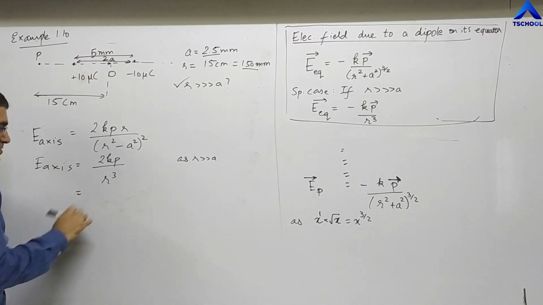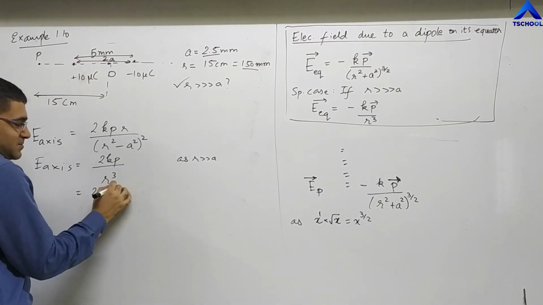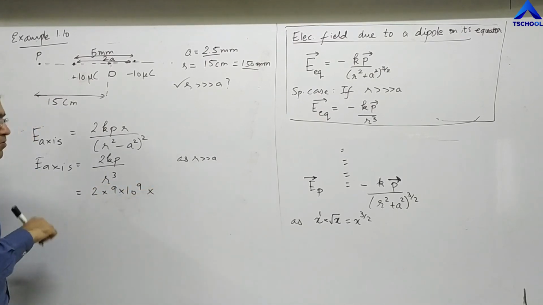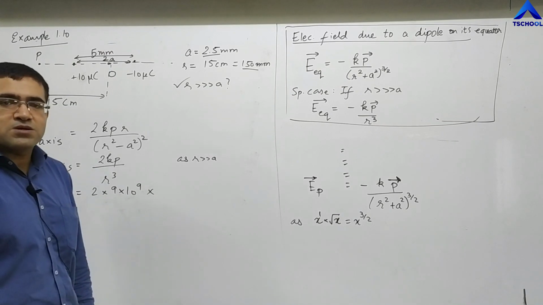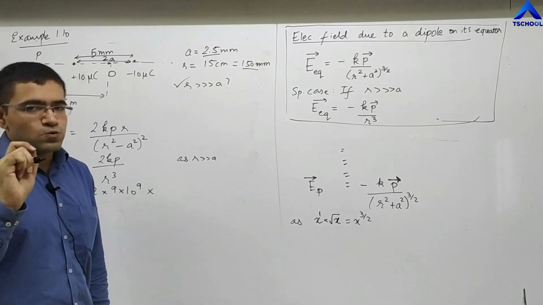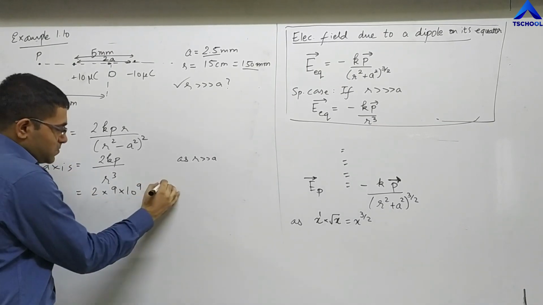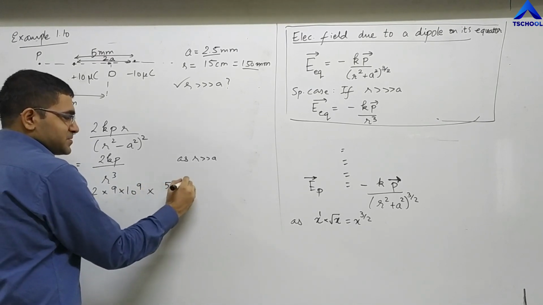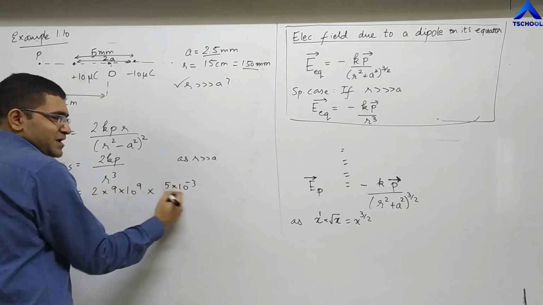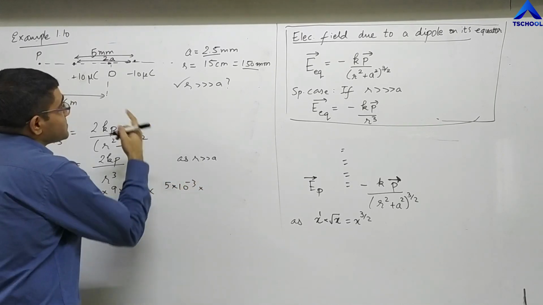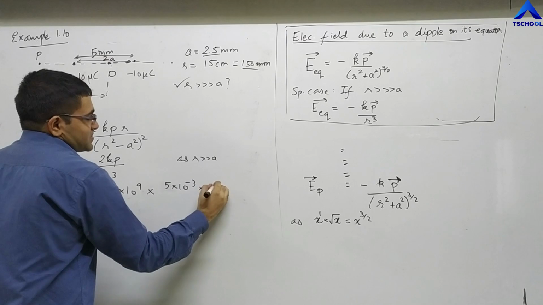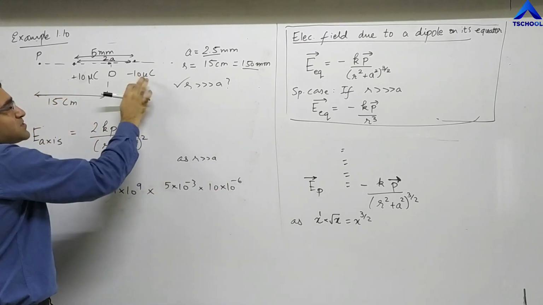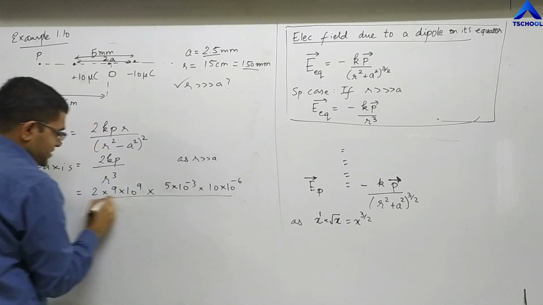So let's put values now. 2 is 2, obviously. k's value is 9 into 10 to the power 9. And dipole moment. What's the formula of dipole moment? It is 2a into q, only the magnitude. 2a itself is 5 into 10 raised to minus 3. I used the shortcut here. This is 2a into q, where q is the magnitude of the charge. Please do not make mistakes like putting minus over here because this charge is negative. No, we just have to put the magnitude of the charge.